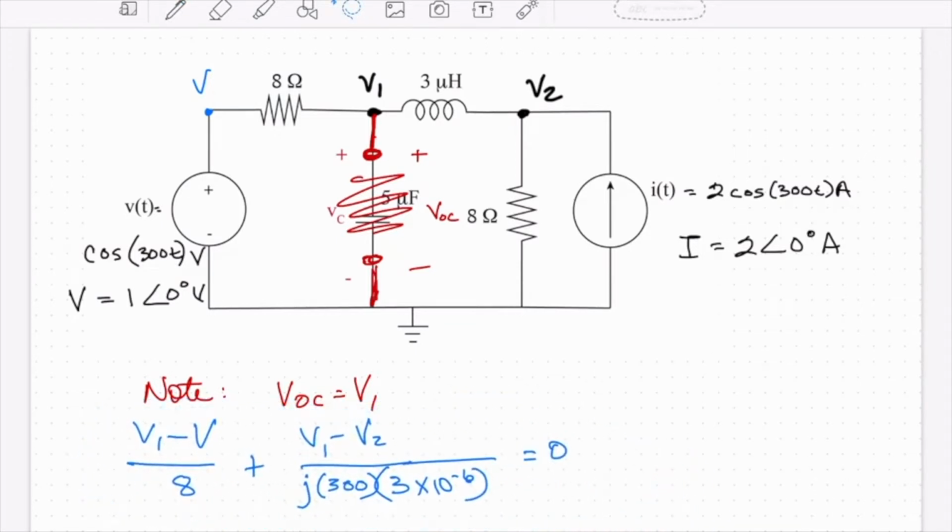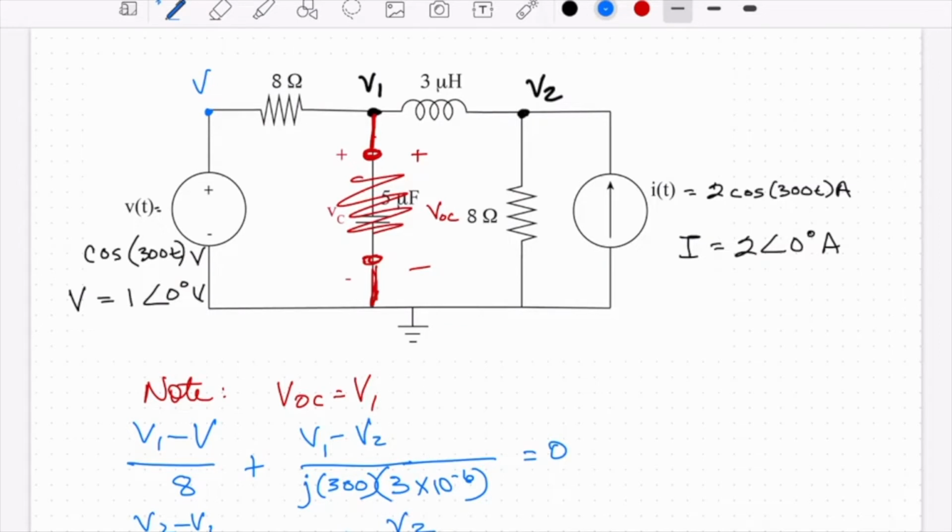So we'll have a current leaving here, V2 minus V1 over the impedance, a current leaving here, V2 minus 0 over 8, and we'll have a current entering here. So let's write that down. We have V2 minus V1 over j omega L, which is 3 times 10 to the minus 6, plus V2 minus 0 over 8.